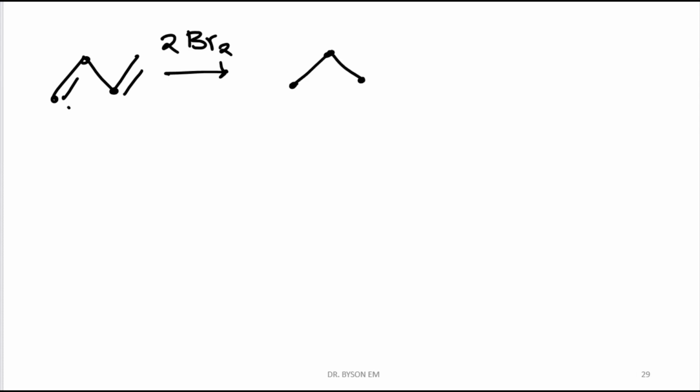Number 3 is you react this with 2 moles of bromine. So there are 4 atoms of bromine here. So everywhere to be substituted. So bromine there, bromine there, bromine there, bromine there. That's what you expect. So this was number 3.